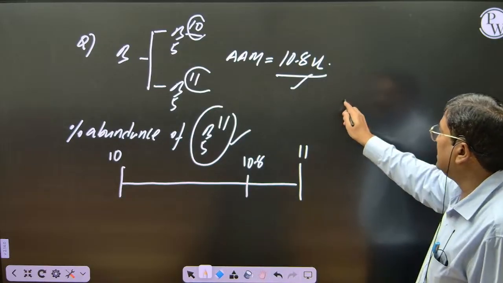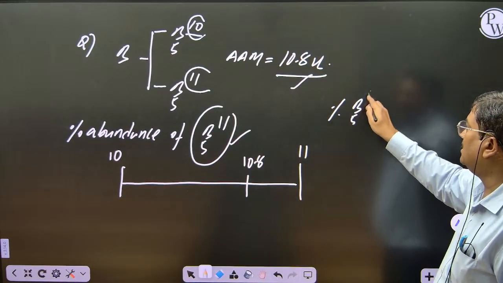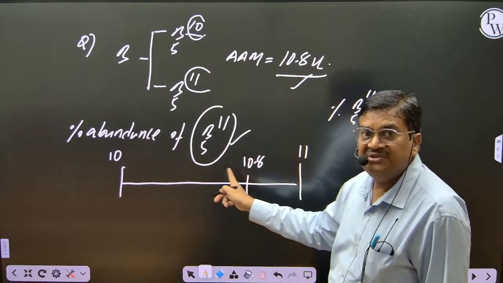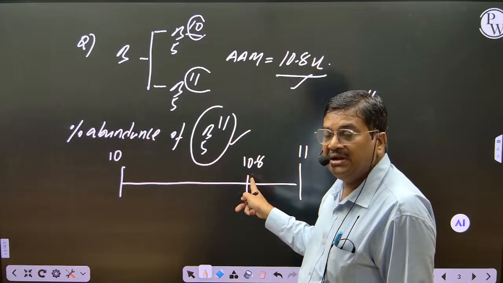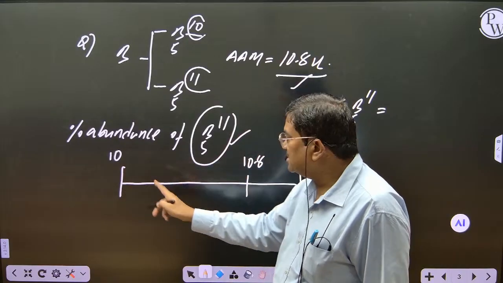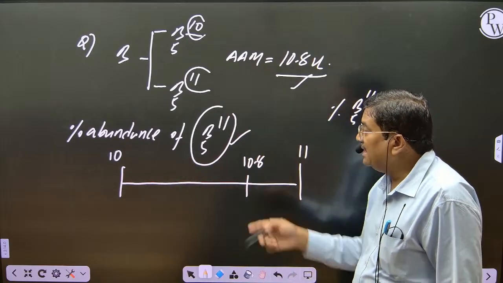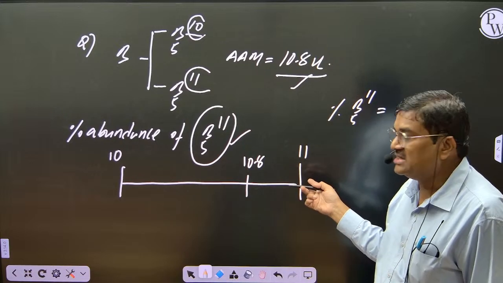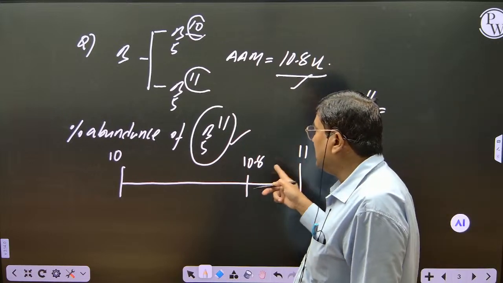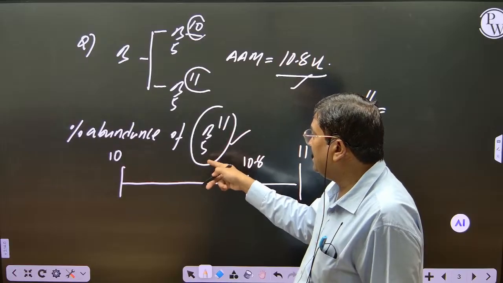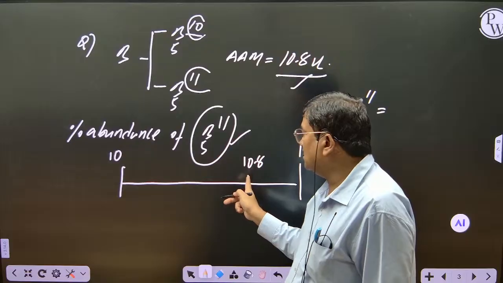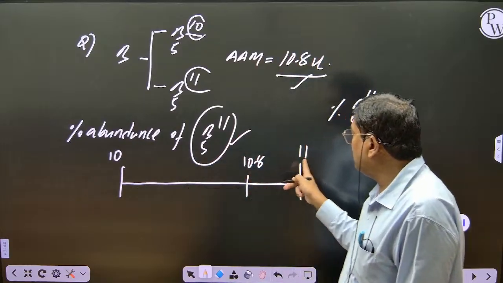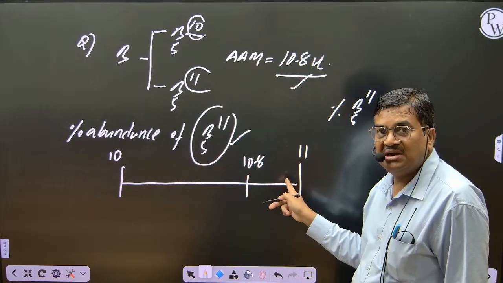See, if I want the percentage abundance of B-11, you take the difference of these two, meaning the difference from the highest value, 10.8 minus 10. Suppose I ask you the percentage abundance of B-10, if I want B-10, take the difference of the other two. Now I want B-11, no? So for B-11 I have to take the difference of these two. If I want B-10, I have to take the difference of these two. Understood what I am saying?